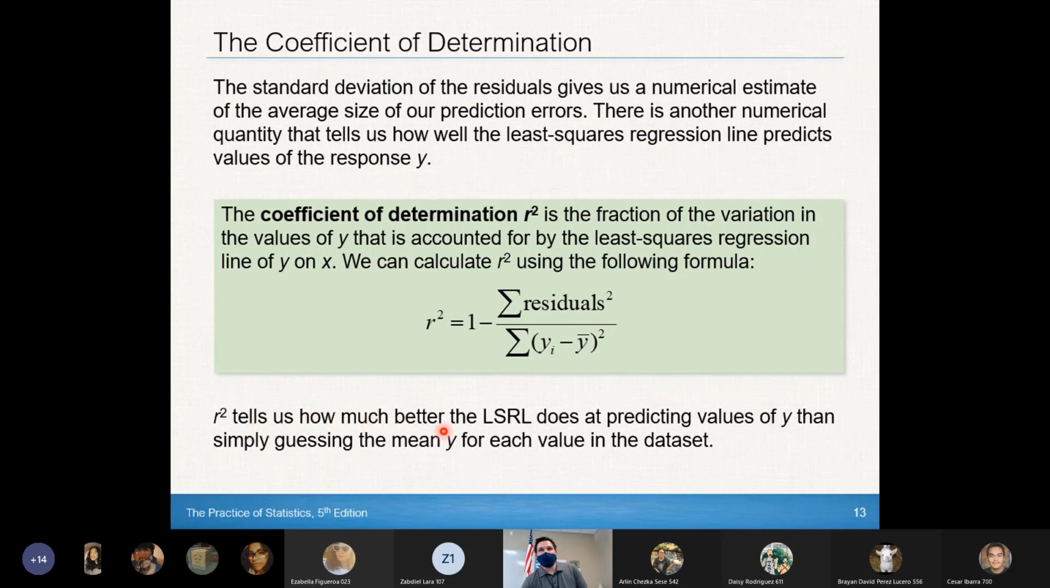R squared tells us how much better the least squares regression line does at predicting values of y than simply guessing the mean y for each value in the data set.